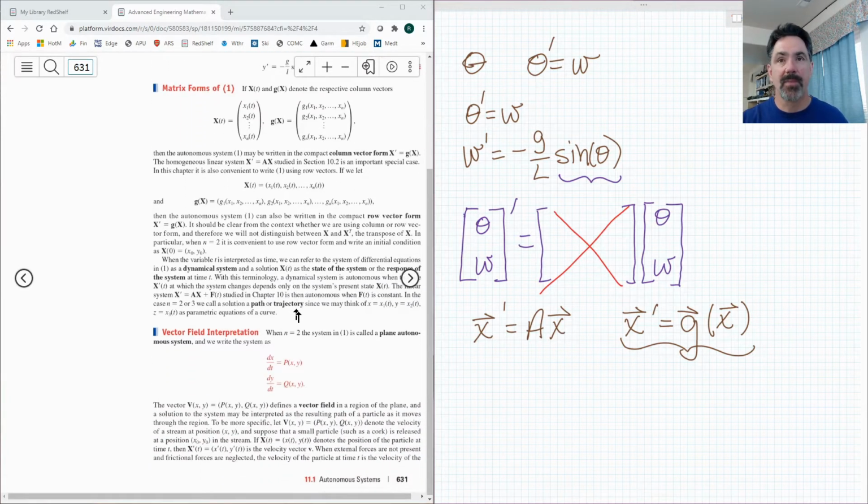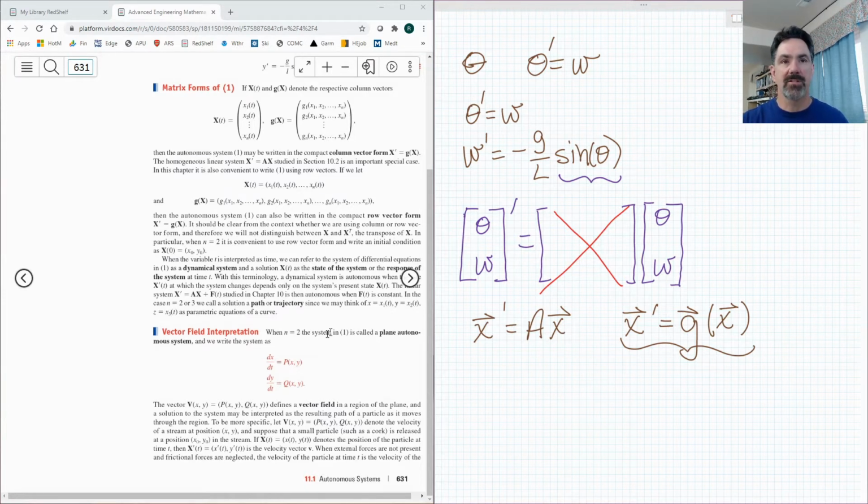of the system. And the big point coming through this paragraph is that if we have an autonomous system, then the evolution of that system, the x prime, the rate of change, is based only upon where we are right now, what the values of the x vector are. It doesn't matter what time it is. It doesn't matter what the value of the independent variable is because it's autonomous.